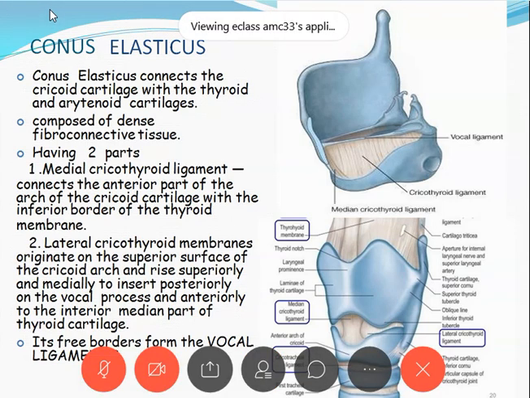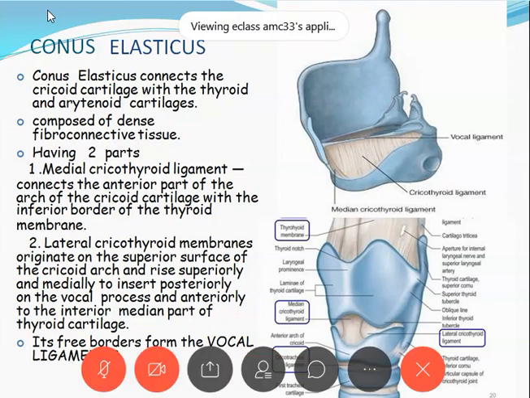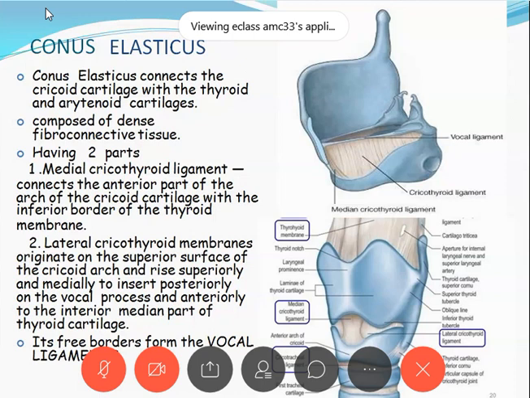The lateral cricothyroid membrane originates from the superior surface of the cricoid arch and rises superiorly and medially to insert posteriorly on the vocal process and anteriorly to the interior median part of the thyroid cartilage. This free border is called the vocal ligament or true vocal cord area.